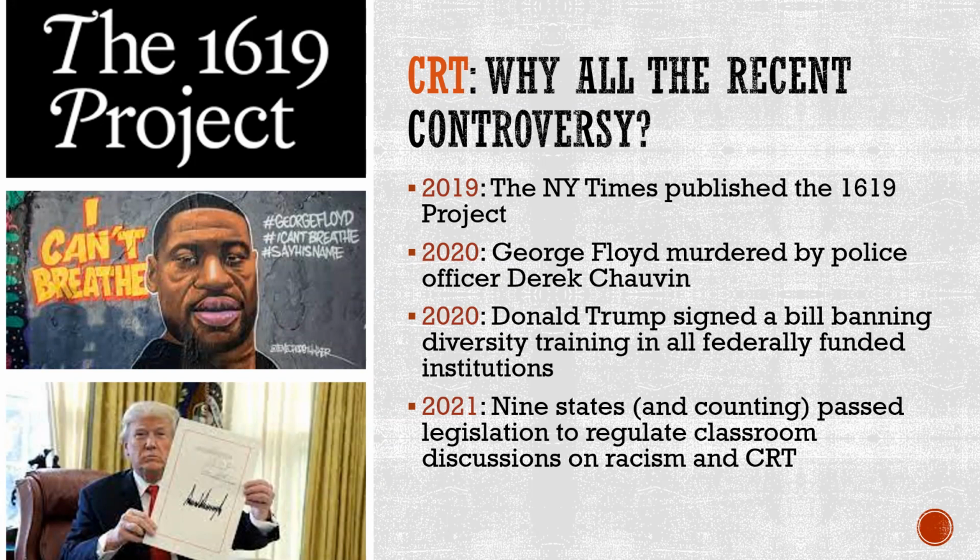In response to pretty much both the 1619 Project and a lot of the Black Lives Matter protests in the wake of George Floyd, Donald Trump signed a bill banning diversity training in all federally funded institutions. Many of you probably remember that. And he created his own commission, right? His sort of counter to the 1619 Project. He established the 1776 Commission.